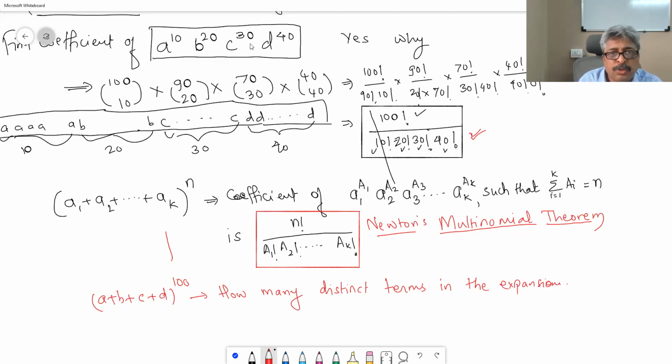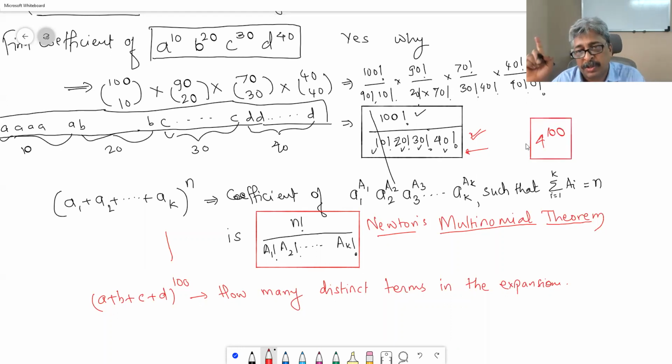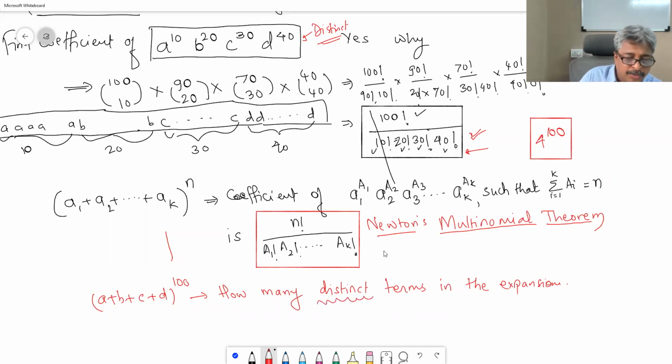A raised to 10, b raised to 20, c raised to 30, d raised to 40 is a distinct term which is present several times. Several means how many times? These many times out of 4 raised to 100. Out of 4 raised to 100 total terms, this term is present this many times, and therefore we call this term as distinct. Okay, so how many such distinct terms will be there in the expansion is a question.